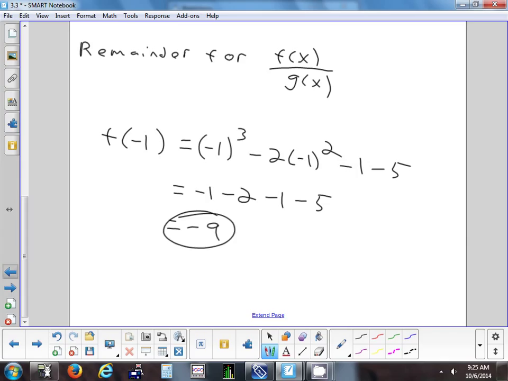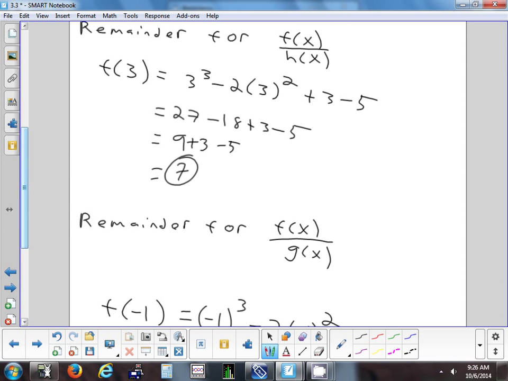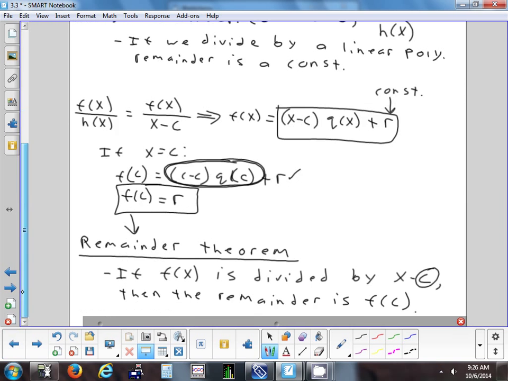Here's your remainder. A lot easier than doing out the long division if you only want the remainder. If you want the quotient, well, you got to do out the long division. Any question on how to use the remainder theorem? Yes? Can you go back to it? Back to the remainder theorem? Yep.